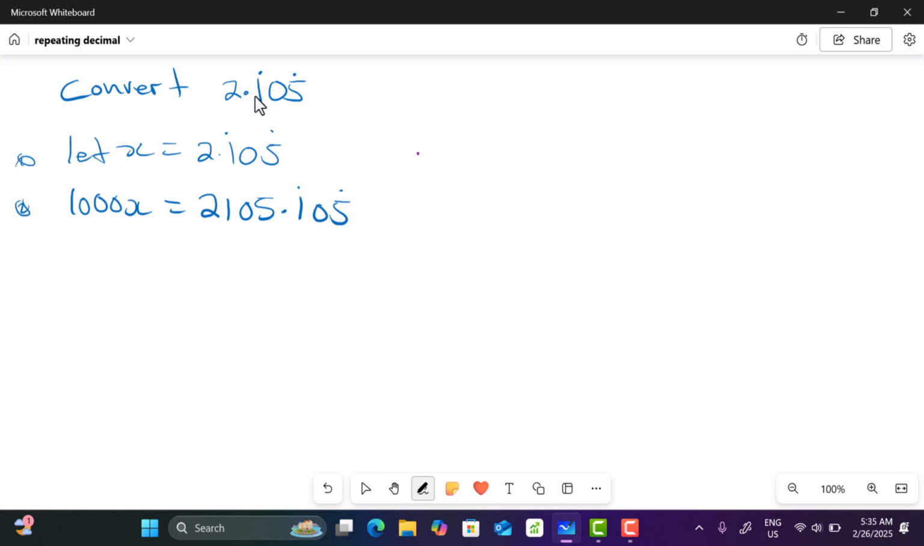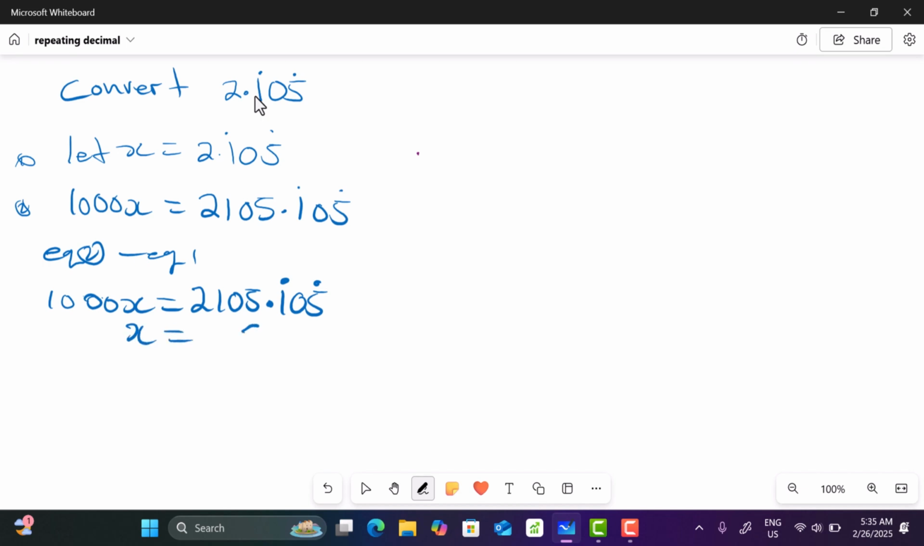So equation 2 minus equation 1. We get 1,000x minus x equals 2105.105 repeating decimal minus 2.105 repeating. Remember, the repeating decimal always aligns with the other repeating decimal. Then we are doing the elimination method.